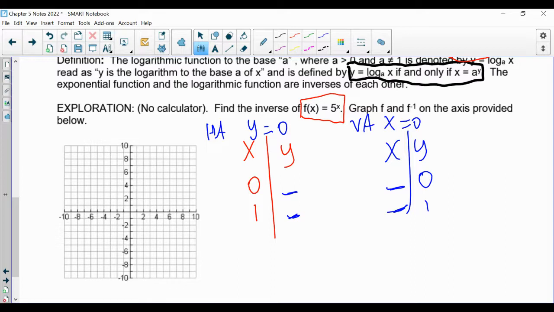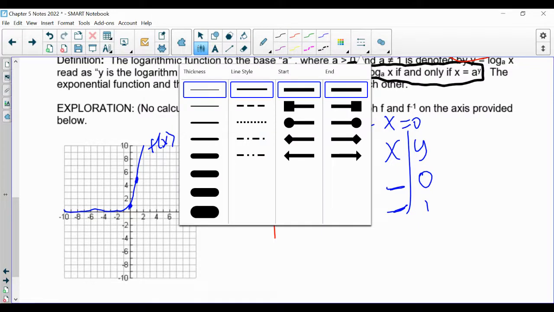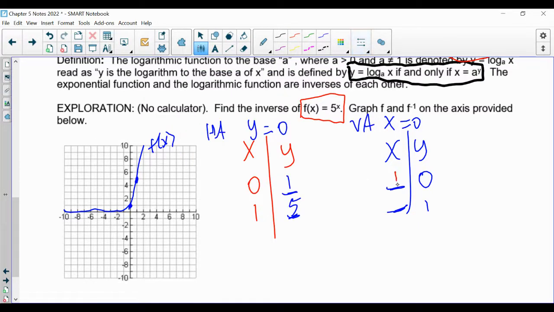Cool. All right, so you plugged in numbers. You got 1, you got 5. You plotted those, right? 0, 1, 1, 5. And then you graphed it. So this is f of x. And I'm switching colors here for some reason. And then I switch x and y, so this is 1 and this is 5.